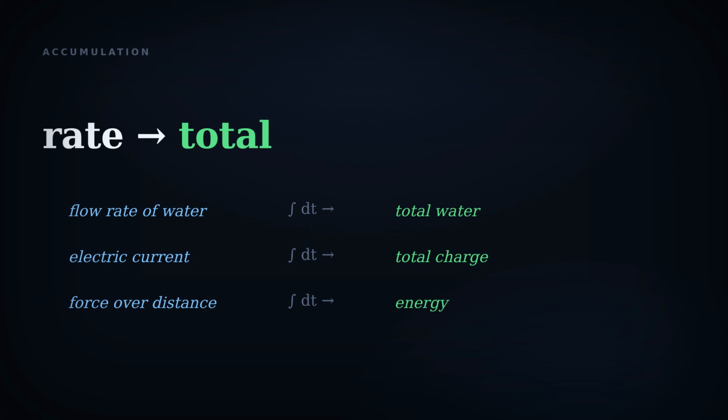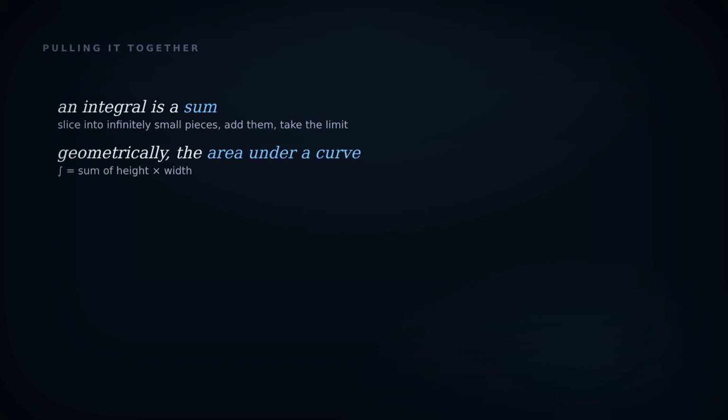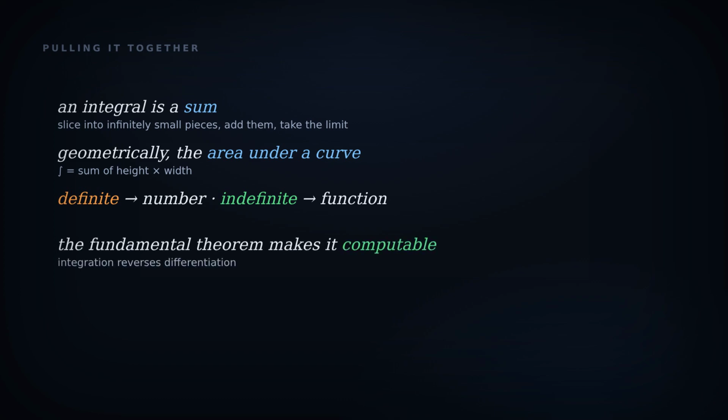So let me pull it all together. An integral is at its heart a sum. You take something, slice it into infinitely small pieces, add them all up, and take the limit so the answer comes out exact. Geometrically, that's the area under a curve. The long S notation is literally spelling out sum of height times width. A definite integral with start and stop points gives you a number. An indefinite one gives you back a function, and the fundamental theorem ties it to derivatives by making integration the reverse of differentiation, which is what makes it computable.